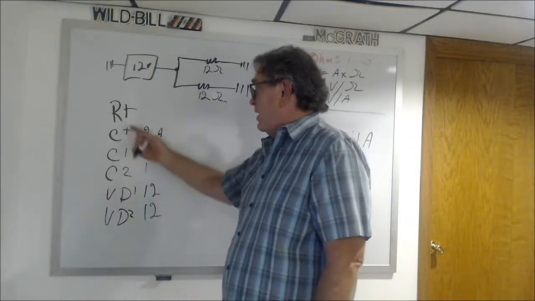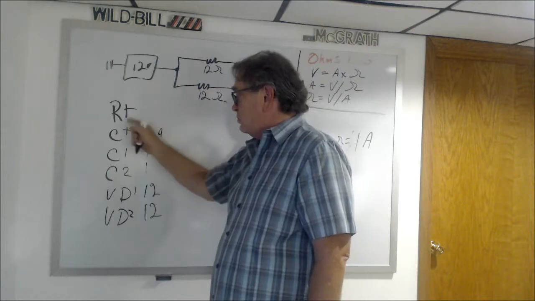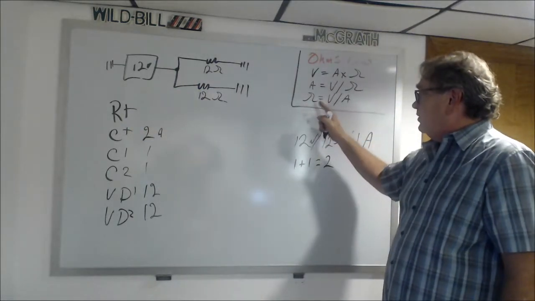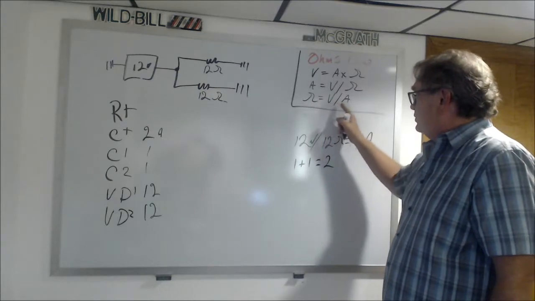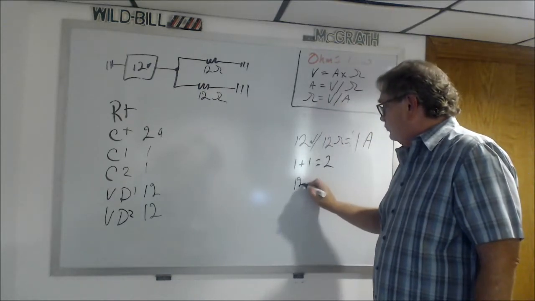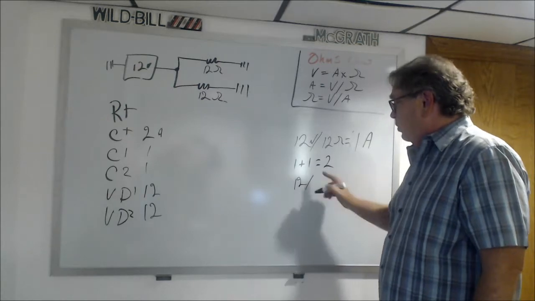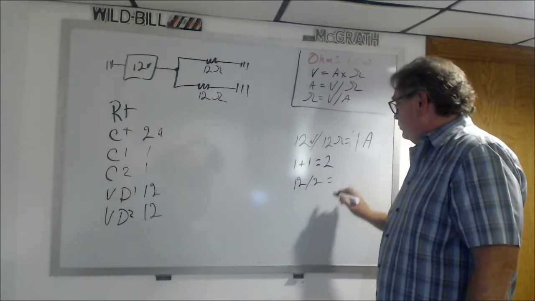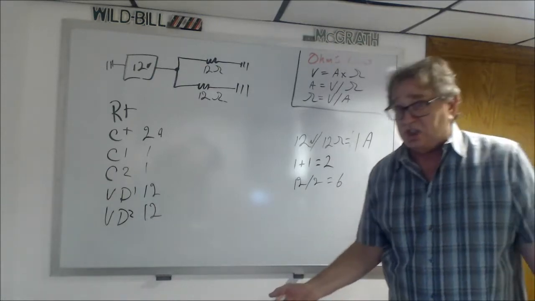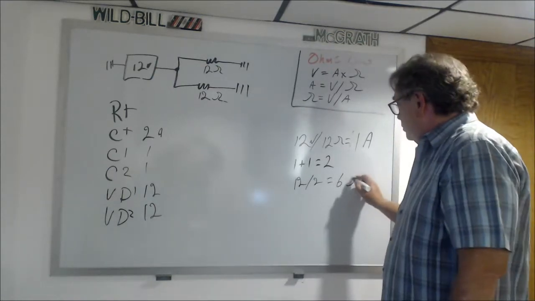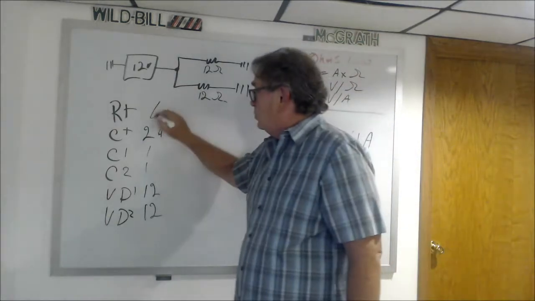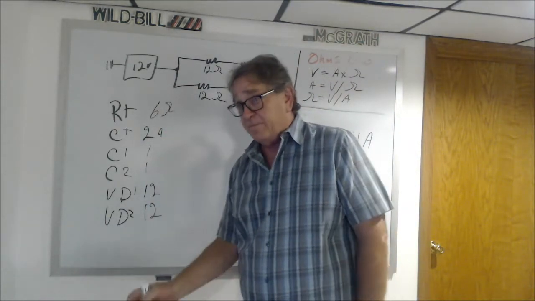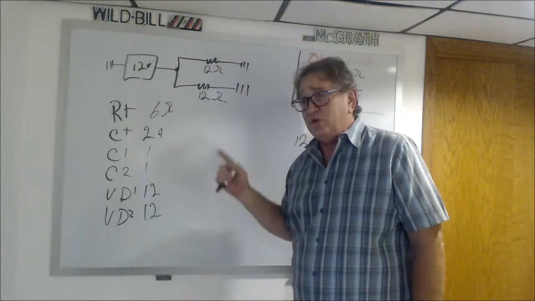Well, all right, fine. How do I figure out RT, resistance total? Well, that's pretty easy. Back to Ohm's law, I want to know resistance. So I take voltage divided by amperage. So I have 12 volts, and I divide it by what? Well, I have 2 amps. So 12 divided by 2 equals 6. 6 what? Well, 6 ohms. Get it? Simple.